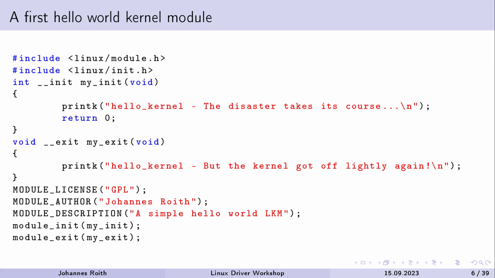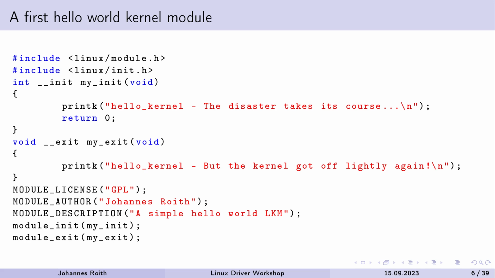Okay, so now let's take a look at the first Hello World kernel module. The Linux kernel is programmed in C, but nowadays you can also write modules in Rust, which is maybe also quite interesting, but we will stick with C for this workshop. But you see, this doesn't look like a typical userspace C program. We don't have a main function here, because with a kernel module it's a little bit different.